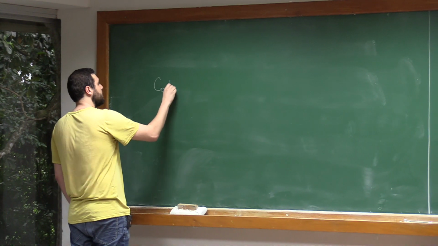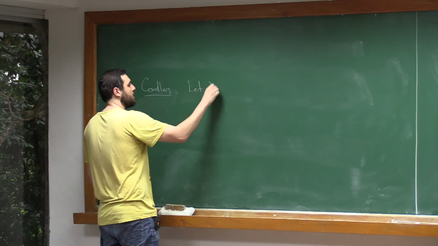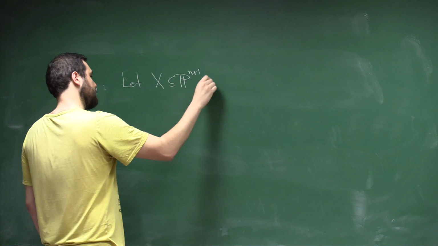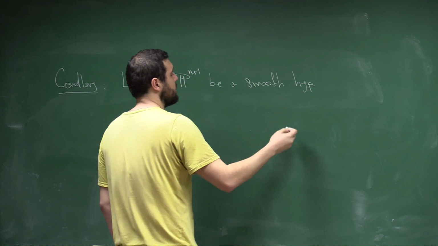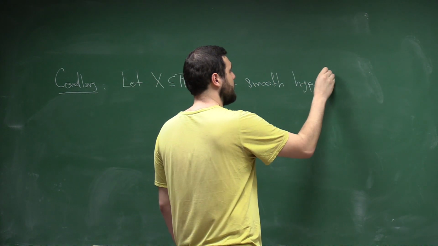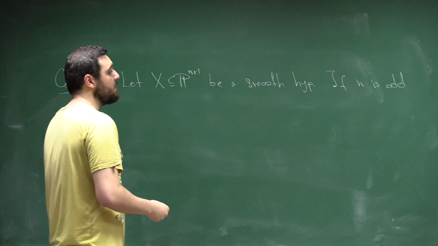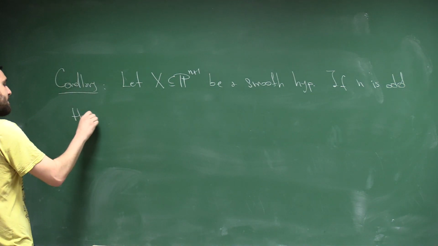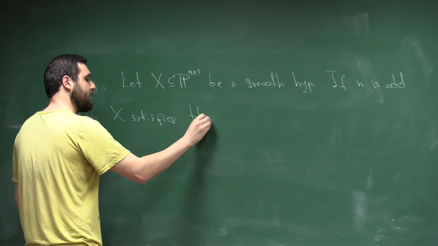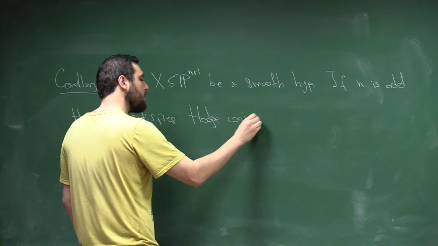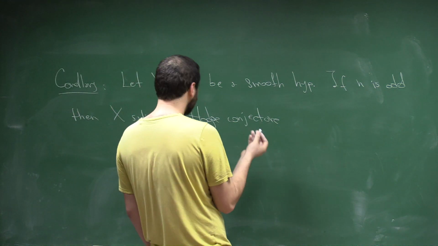So corollary, let X be a smooth hypersurface. If n is odd, if X is odd dimensional, then X satisfies the Hodge conjecture. Every odd dimensional hypersurface satisfies the Hodge conjecture.